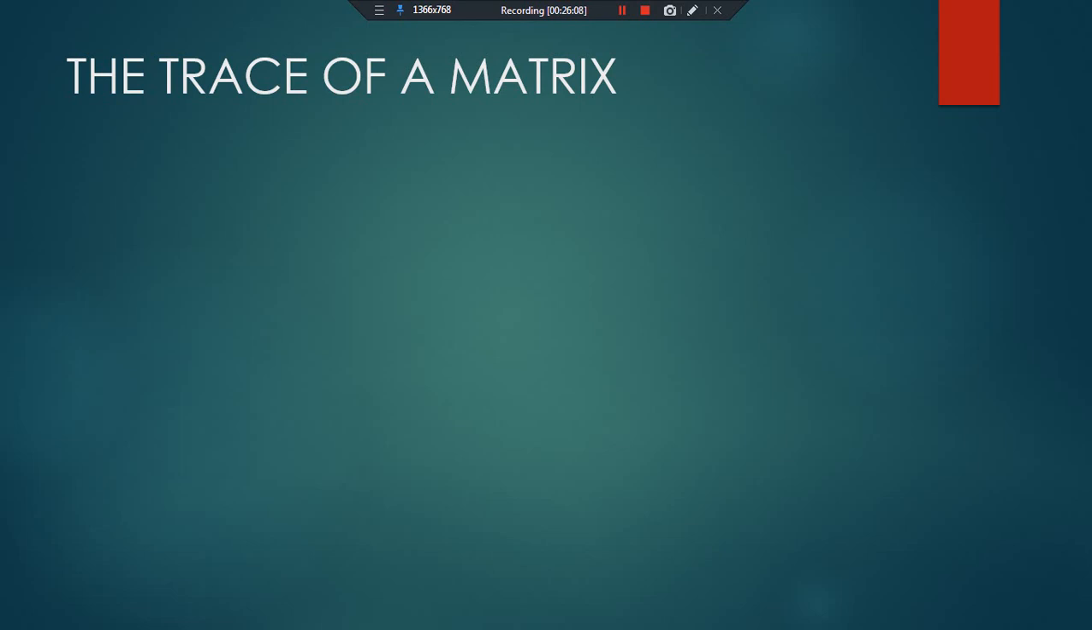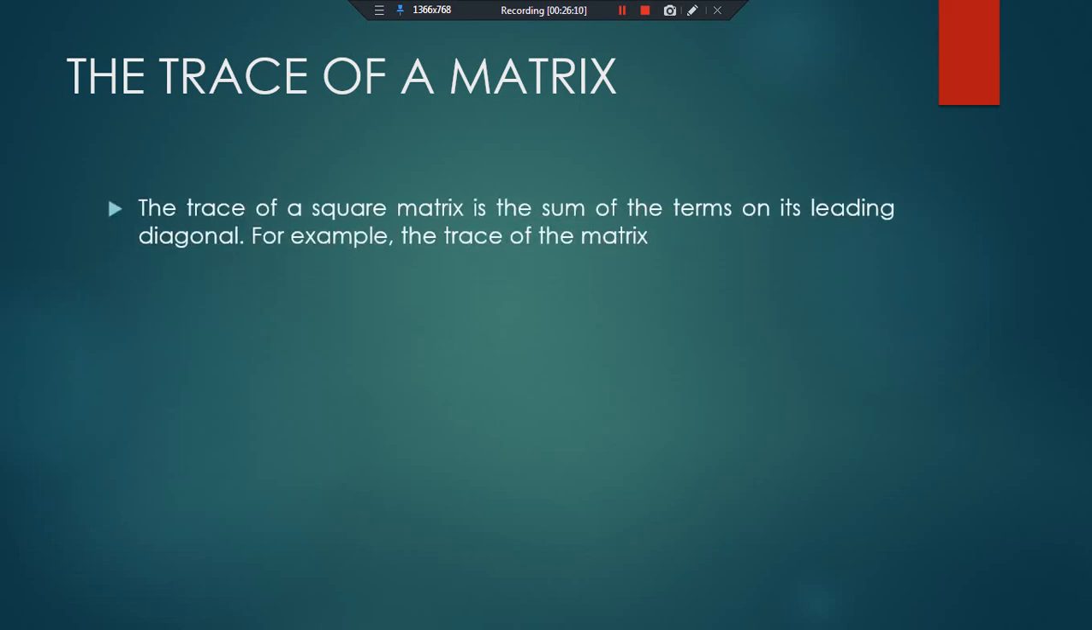The trace value of a matrix. The trace of a square matrix is the sum of the terms on its leading diagonal. For example, if you have a matrix A equal to 2, 1, 4, 6, its leading diagonal is 2, 6.